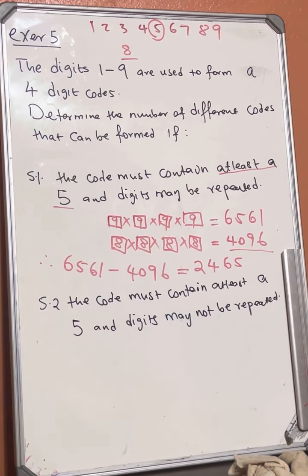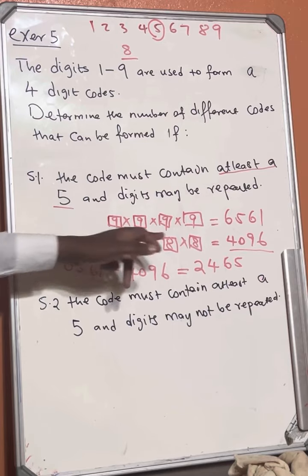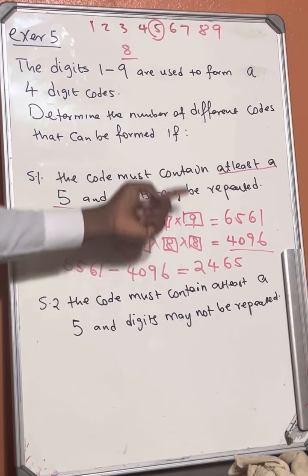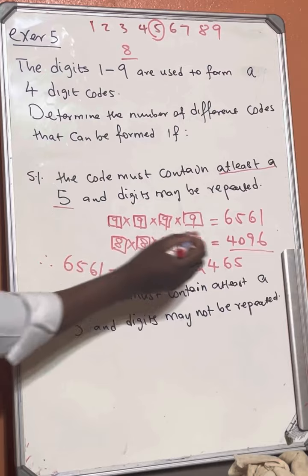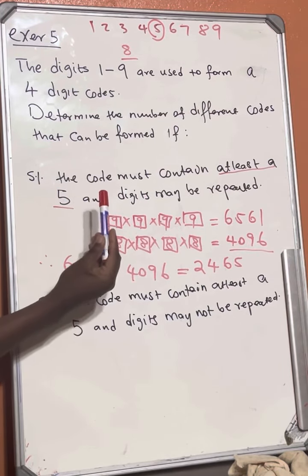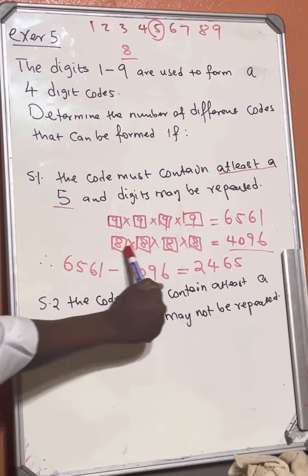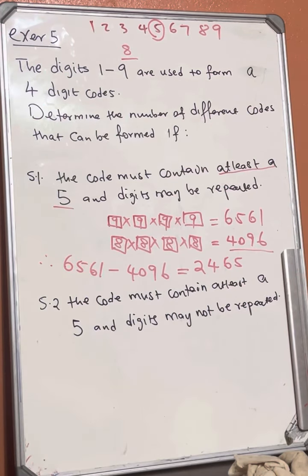When they say at least a 5, work without a 5, then you subtract this from the sample. And that's it. This is how to get the sample, which is the same as 9 to the power 4. You get this one. Why this 8? I removed a 5. This one is a code without a 5. The one you're looking for is a code with at least a 5. You're going to say all possibilities minus the ones without a 5. It will give you the ones with a 5. Get it? Okay? So that is how you answer this question.